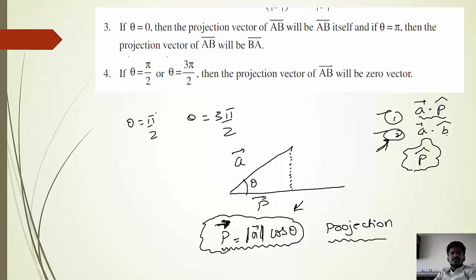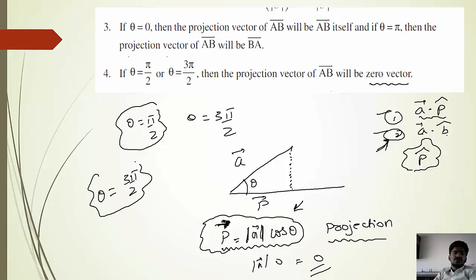So here if the theta is pi by 2, as we all know, cos pi by 2 is 0. So magnitude of A into 0 will be equal to 0. That's why the projection will be 0 vector. In the same way, for 3 pi by 2, cos 3 pi by 2 will also be 0. Therefore, again this becomes 0. Are you getting my point, students?